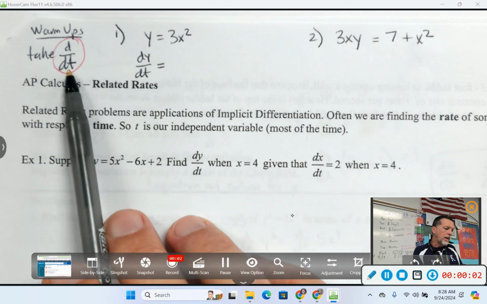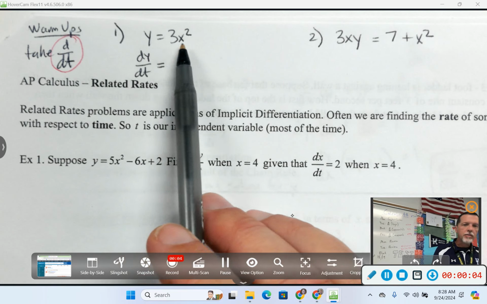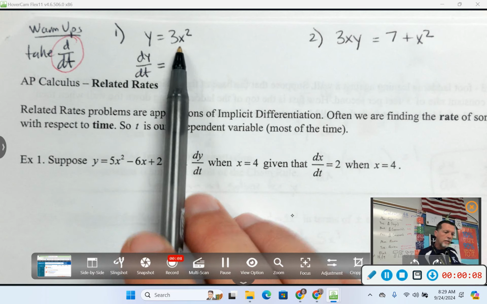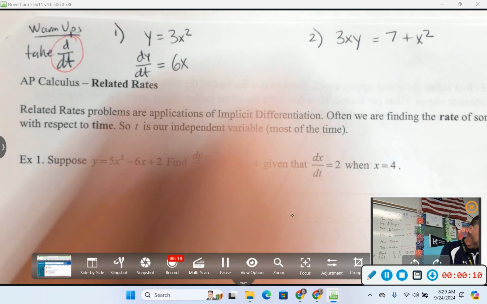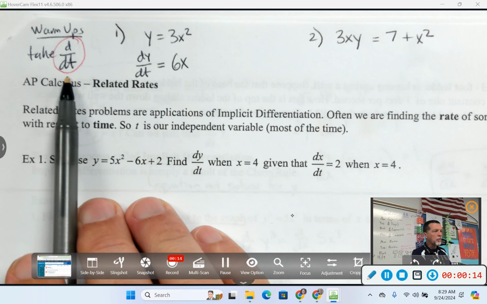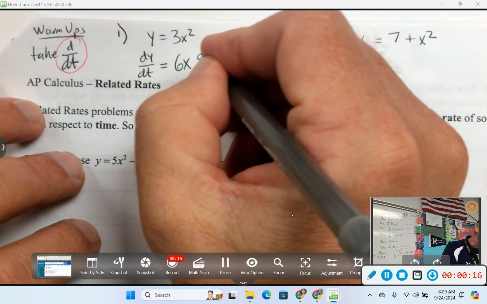So we'll start by taking a derivative with respect to time of y equals 3x squared. Derivative of y is just dy dt. Derivative of 3x squared is 6x, but not just 6x, because we're taking a derivative with respect to time, so dx dt.